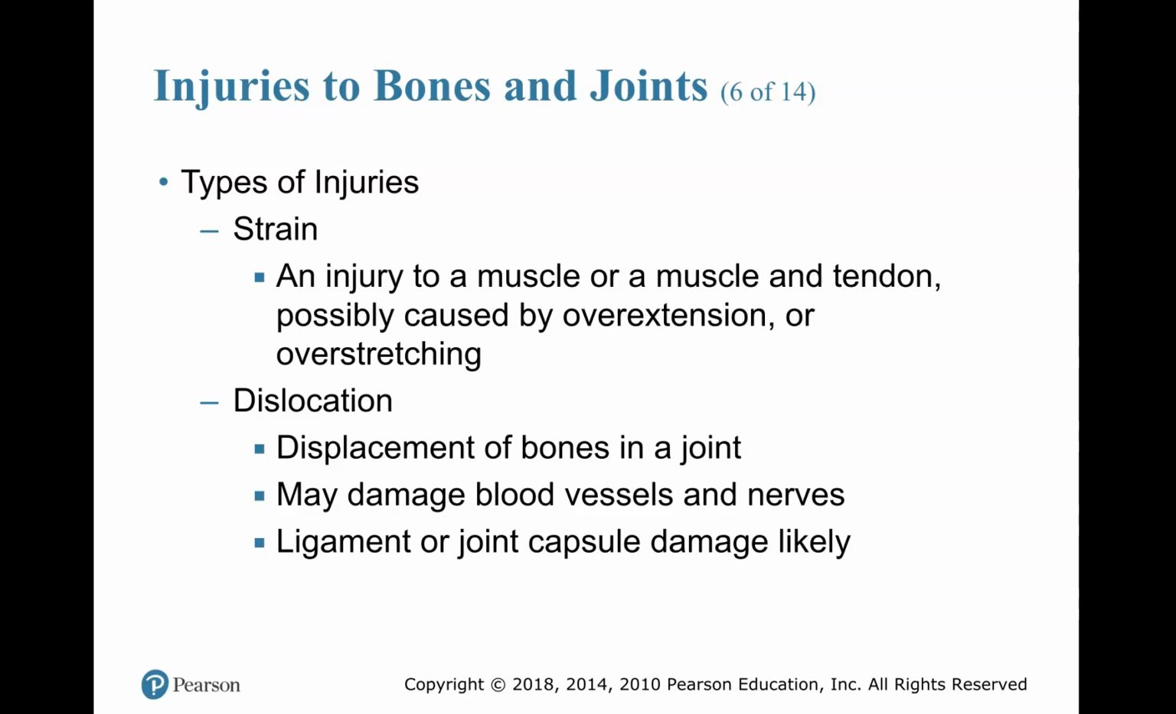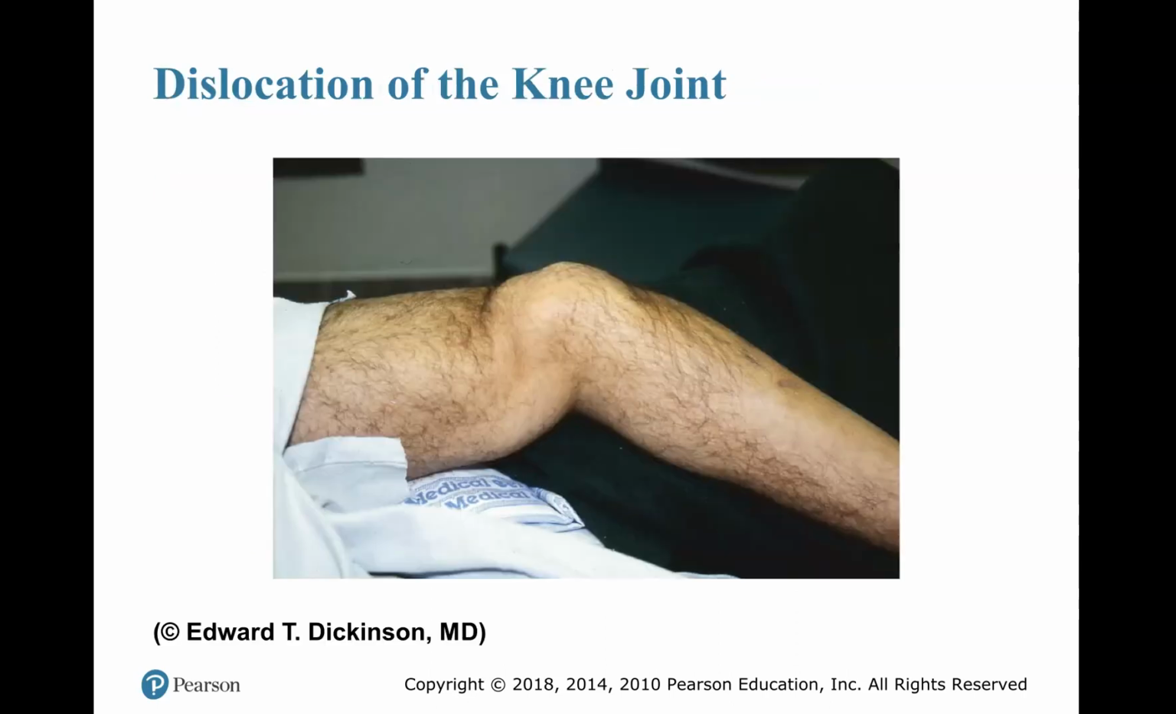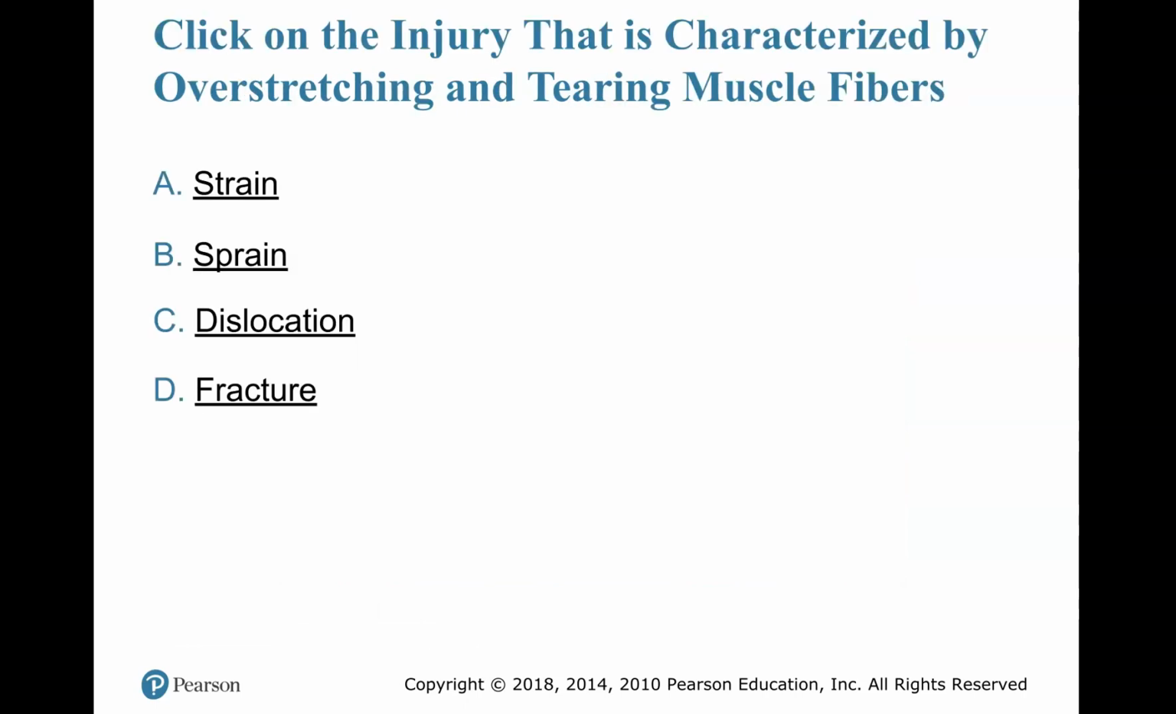A dislocation is displacement of bones in a joint, may damage blood vessels and nerves. Ligament or joint capsule damage is likely. Dislocation of the knee. Click on the injury that is characterized by overstretching and tearing of muscle fibers. I'll give you a second to think about it.